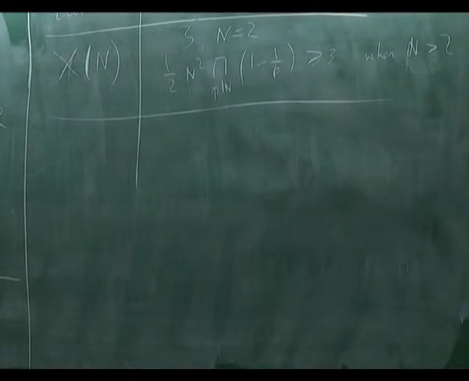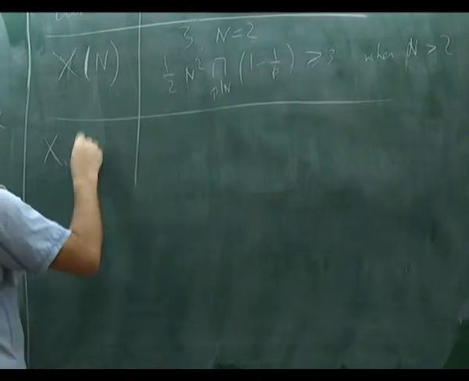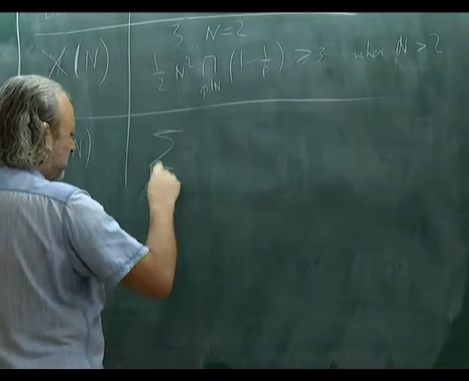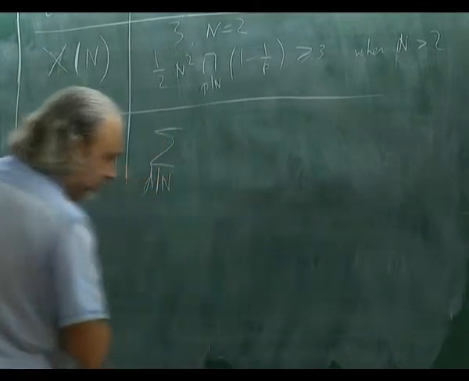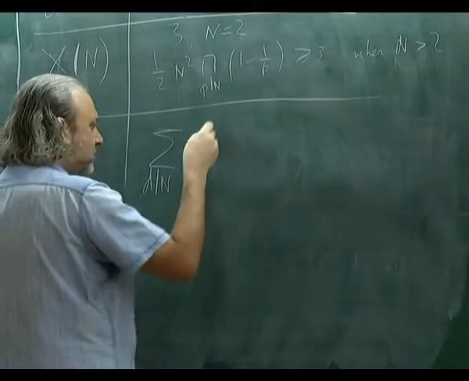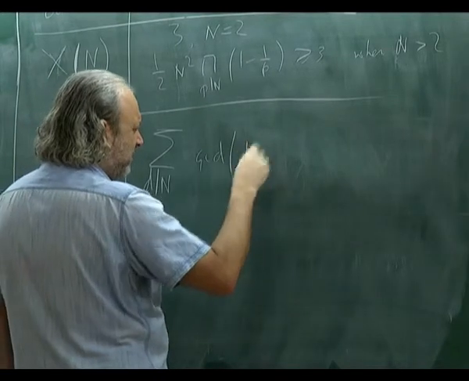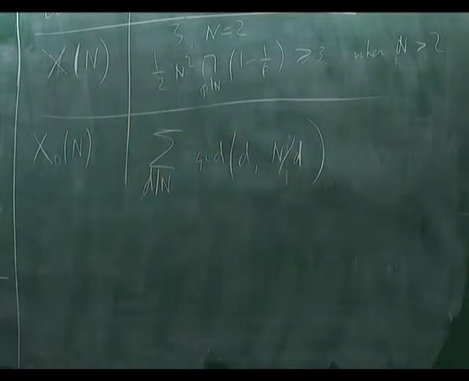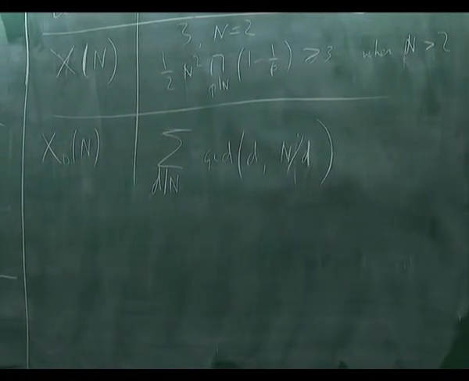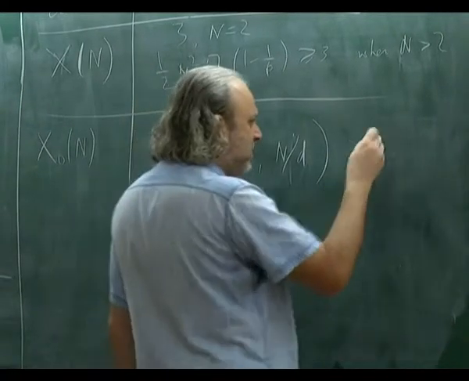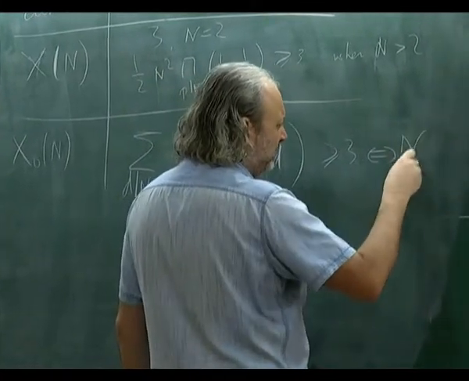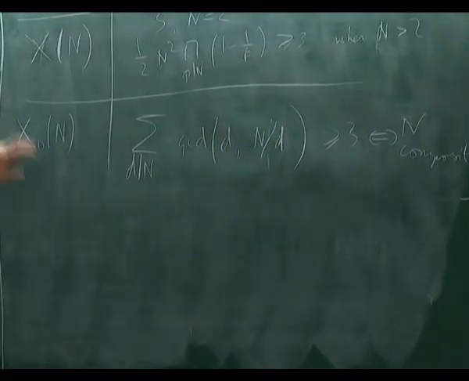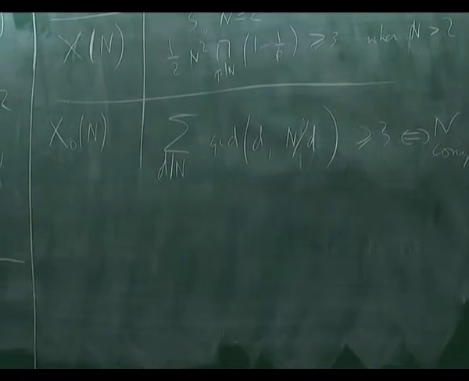Now, probably the most interesting modular curve, X0(n), the number of cusps is this one: the sum of the GCD of d and n over d, where the sum is over the divisors of n. And this is greater or equal to 3 exactly when n is composite. So it gives effective Siegel's theorem for X0 of composite level.